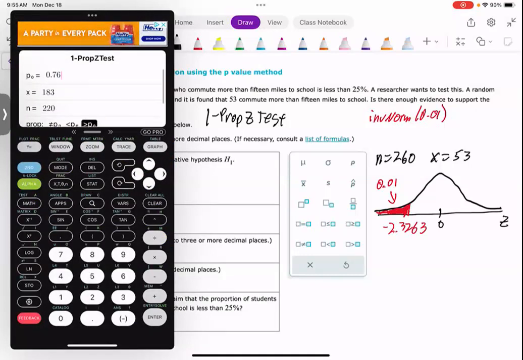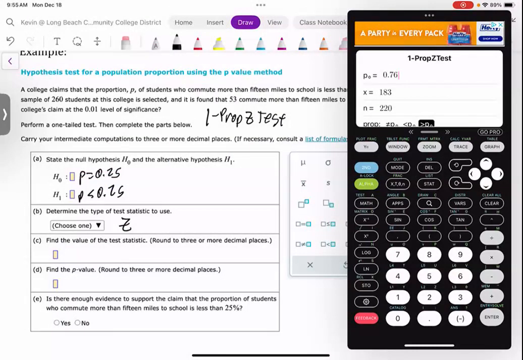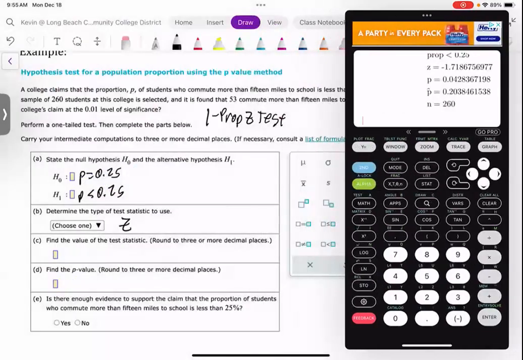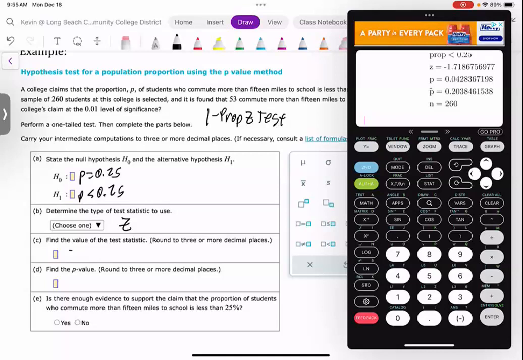All right, so let's start at the beginning here. We are at 0.25. x in this case is 53. n in this case is 260. This is a less than scenario. Let's see what we get. So our test statistic z is about negative 1.7187.